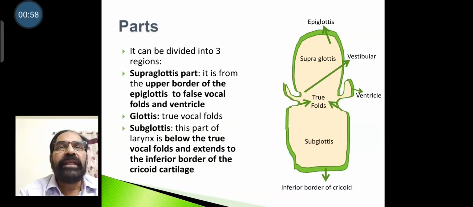Then parts. Larynx can be divided into three regions. Supraglottic part or supraglottis part is from the upper border of the epiglottis, as shown in the picture, to the false vocal folds and ventricle. The arrow shows the vestibular folds. Glottis is a small part. It is between the true vocal folds, as shown in the picture. Then we have subglottis. This part of larynx is below the true vocal folds and extends to the inferior border of cricoid cartilage. This can be seen in the picture.